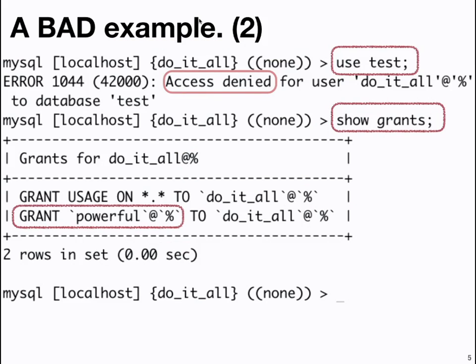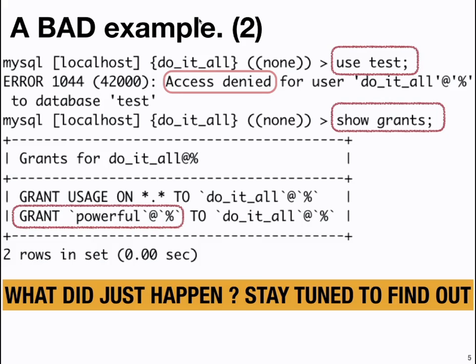What happens now? I connect with the user do_it_all, and I try to access a database, and I get access denied. Then I do a show grants, and I see that the grant powerful is there, but it is apparently not doing what I want. We are going to explain this in the next slide. So stay with me, don't leave. At the end, you'll know the answer.